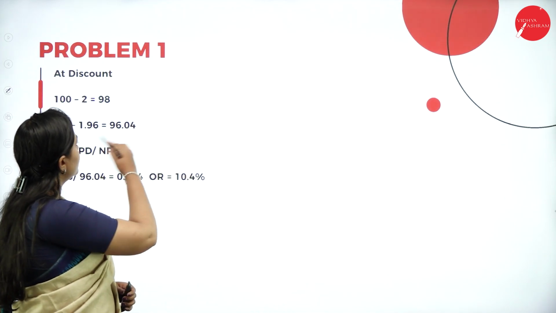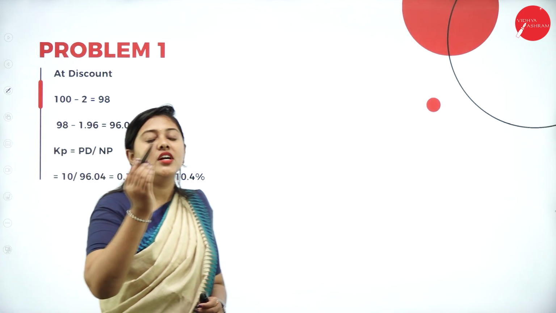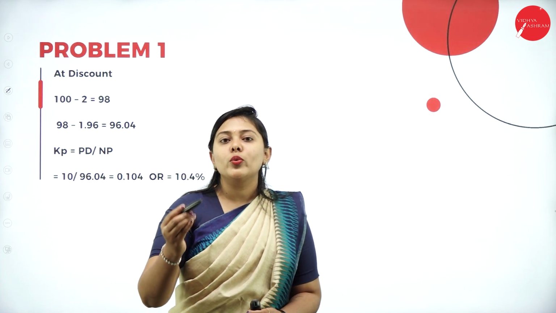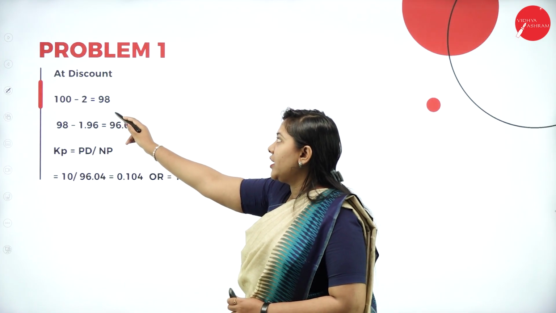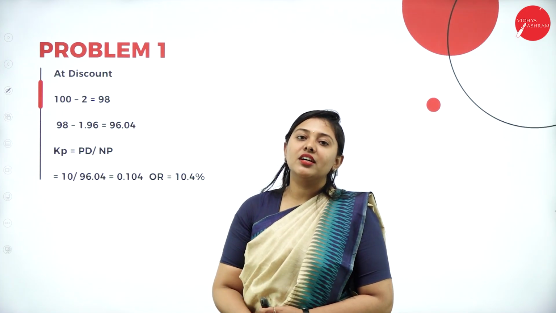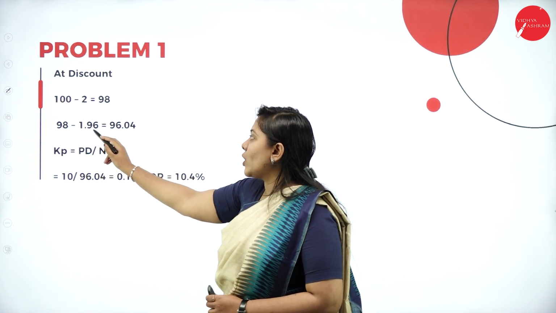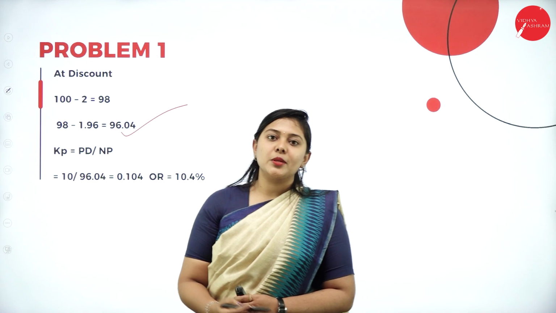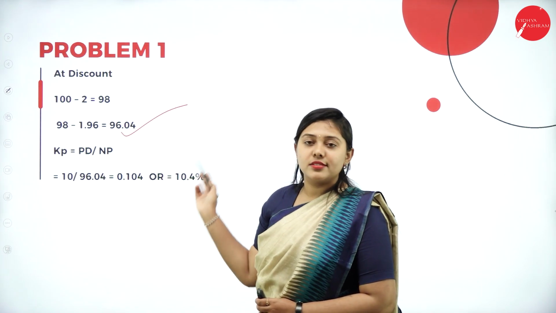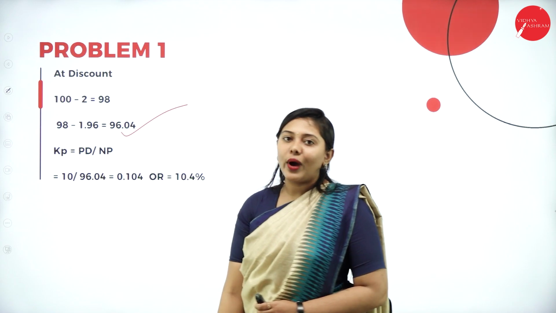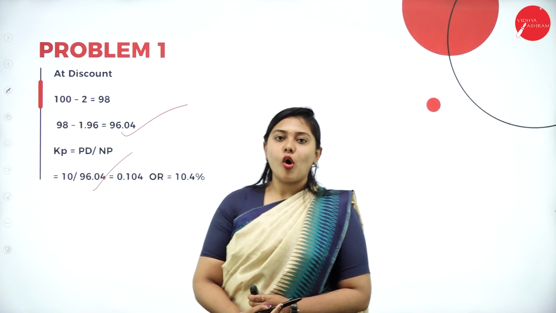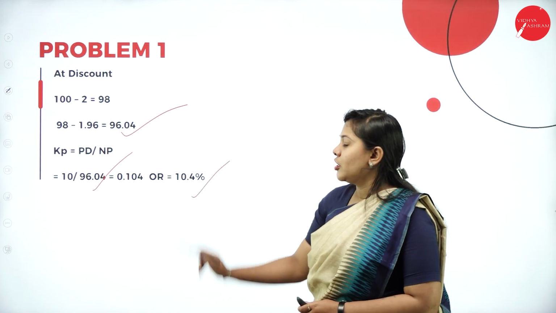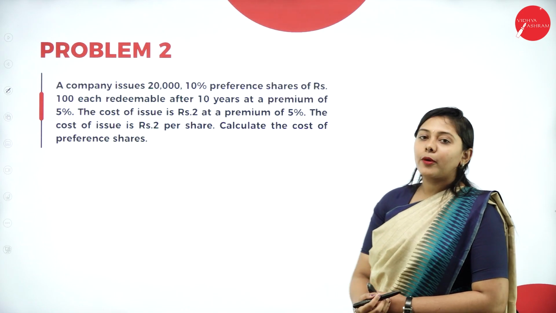So let us look at issued at discount. So issued at discount, 100 minus 2, it will be 98. How did you get the 2 rupees? So discount is 2%, issuing amount is 100 into 2%, it will be 2 rupees. So 98. On that 98, we have incurred 2% flotation cost, that is 1.96. Your net proceeds will be 96.04. So if you substitute the value to the formula, you will get the answer 0.104 or 10.4%.